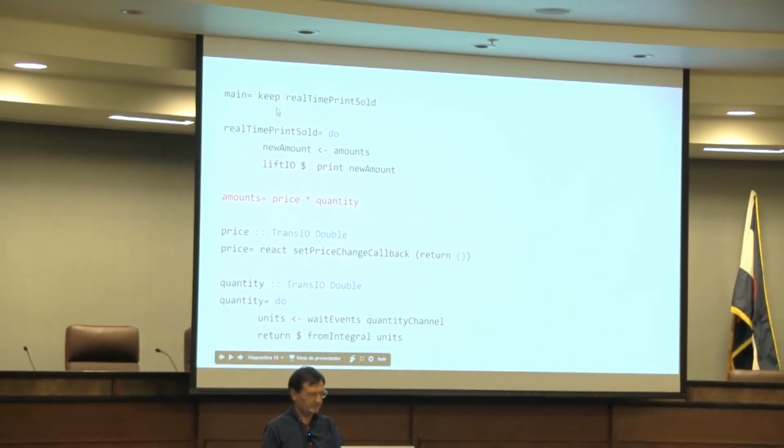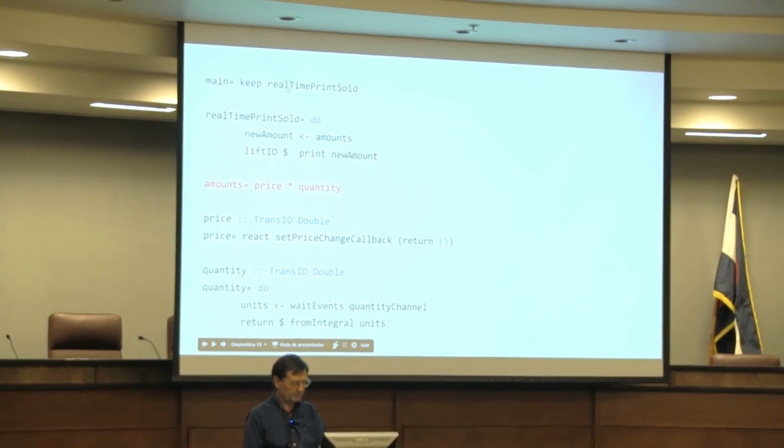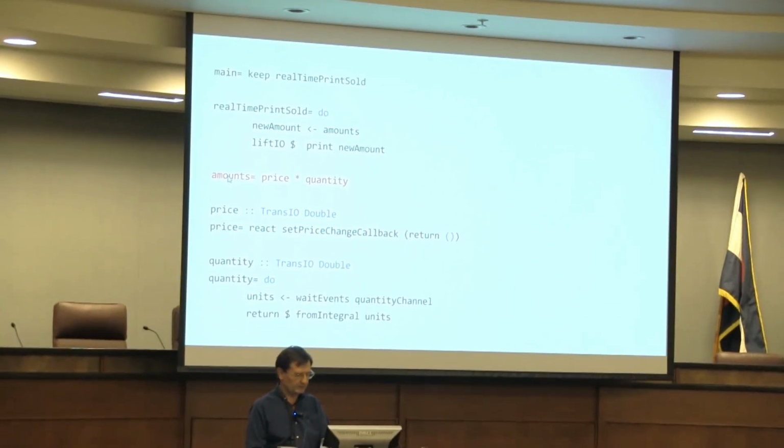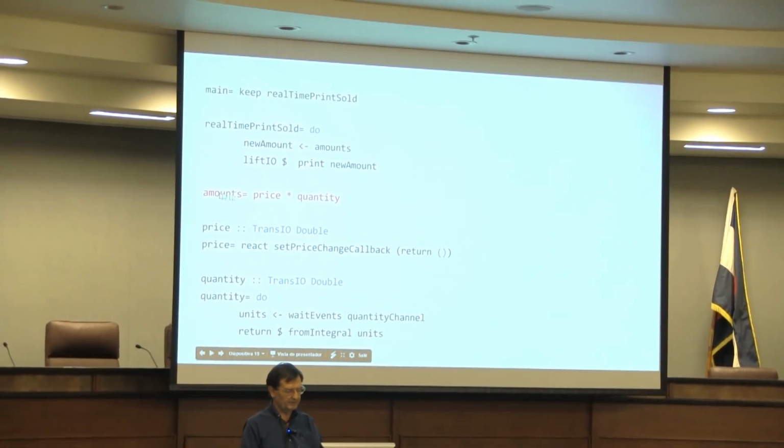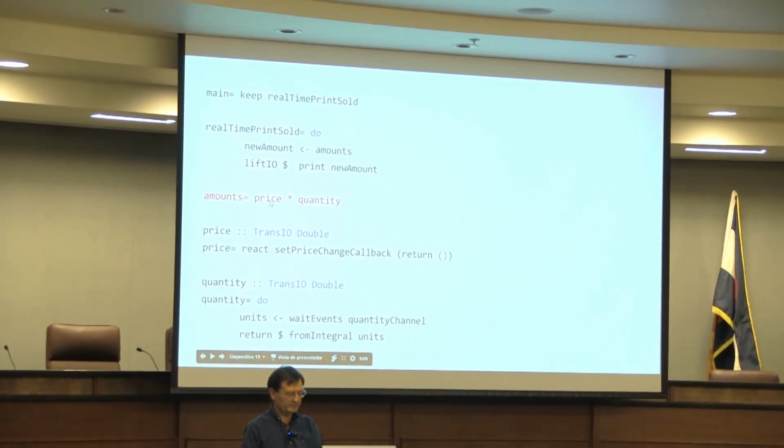For example, this is a simple example that uses a formula, which is very simple. The amount of money is equal to the price of the product times the quantity of product sold. So we can print in real time amounts of money sold when we connect the price with a callback.